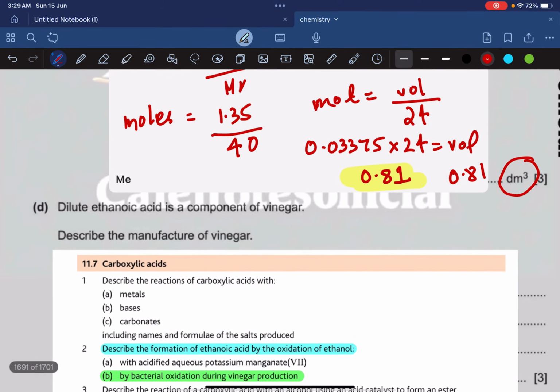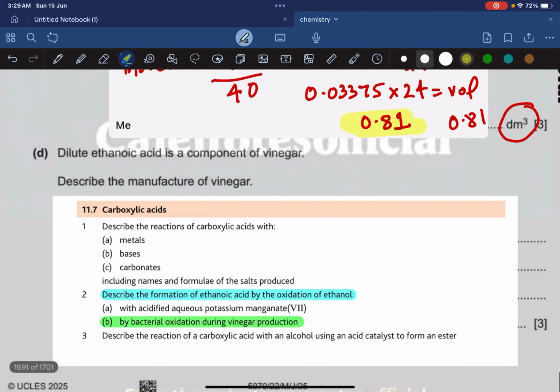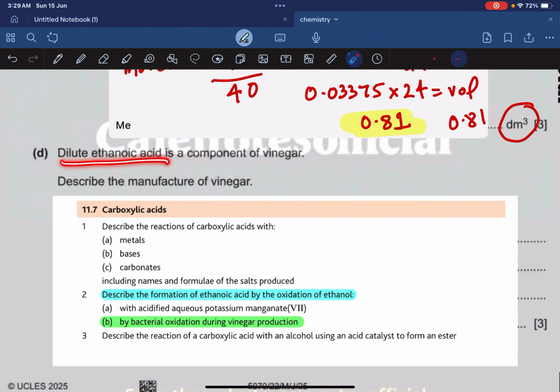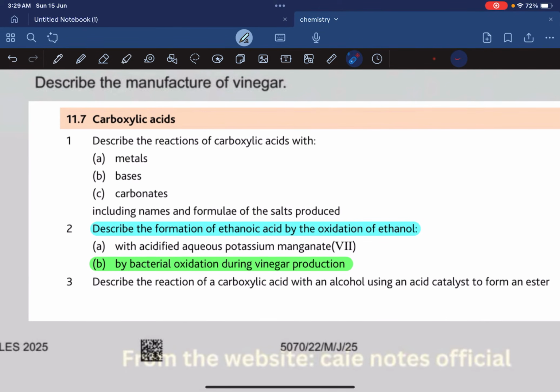Next, this question, I guess this was the most challenging question that was found extremely confusing by many people. They didn't know how to make vinegar, because I guess the major reason for confusion in this question was not reading the syllabus properly. In the syllabus, it's clearly mentioned: dilute ethanoic acid is a component of vinegar. Describe the manufacture of vinegar. Look, read the syllabus, okay? I'm not telling this, this is by the syllabus. Don't believe me, believe the syllabus.